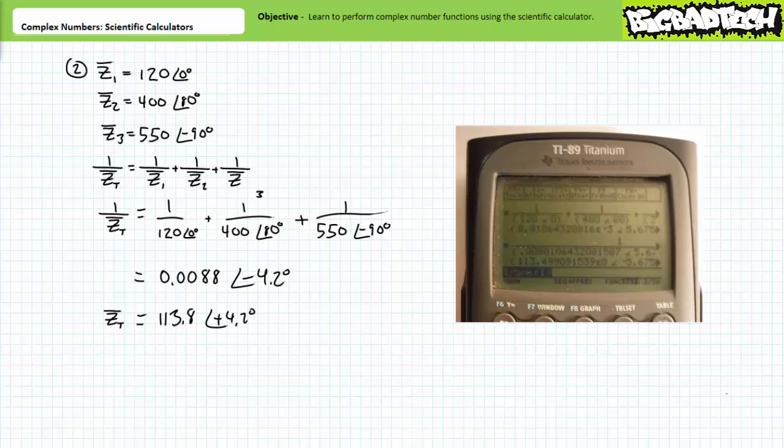Our second example problem gives us arguments z1, z2, and z3 in polar format and asks us to solve for zt, expressing our final answer in polar format. Note we're being asked to solve for zt, not 1 over zt. Substituting our given values, we arrive at the answer zt equals 113.8 at an angle of positive 4.2 degrees. Note it's necessary to invert 1 over zt to obtain zt.